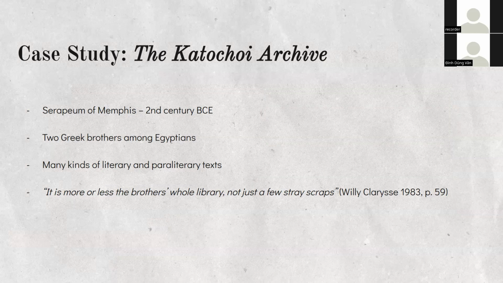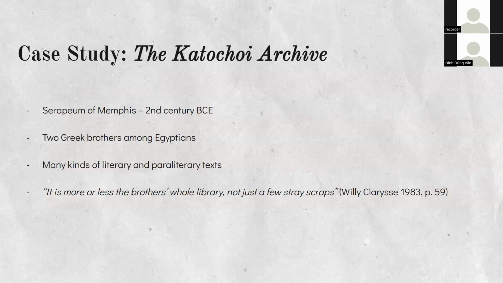And we have in the core of the archive 2 Greek brothers that live among Egyptians. So it's also a bilingual archive. And we have many kinds of literary and paraliterary texts in this archive among documents. So we can date them very well, and we can recognize the writer in many cases.